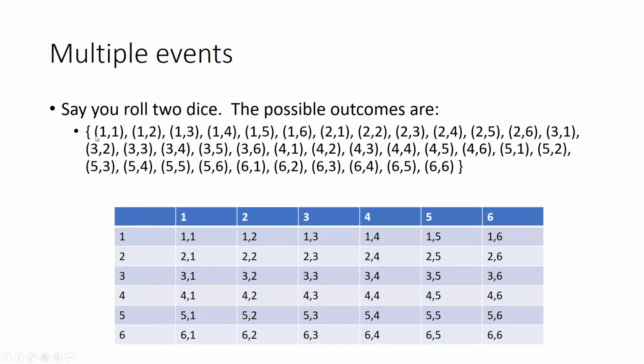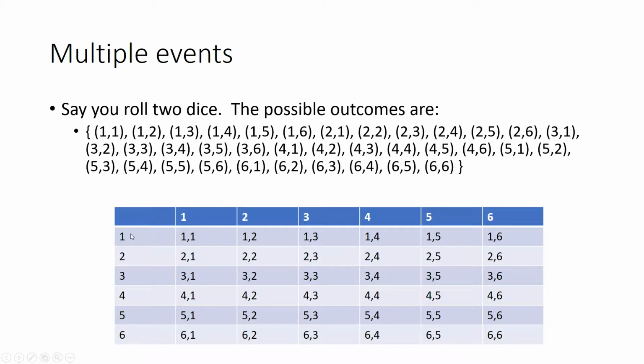Let's say you roll two dice. So here's all the possible outcomes. You could roll a 1, then another 1. You could roll a 1, then a 2, a 1, then a 3, a 1, then a 4, a 1, then a 5, a 1, then a 6. And those are different outcomes from rolling a 6, then a 1, or a 5, then a 1, or a 5, a 4, and a 1, because they happen in a different order. And that can matter depending on what you're doing.